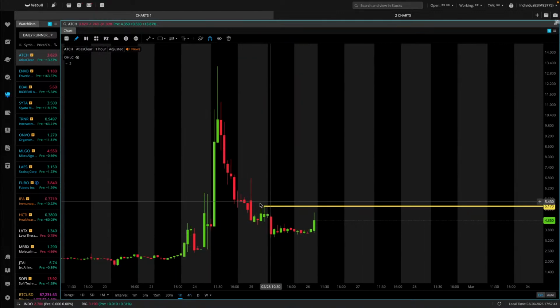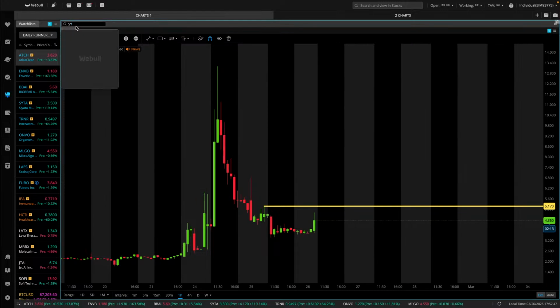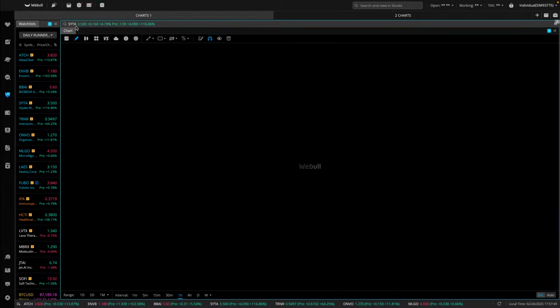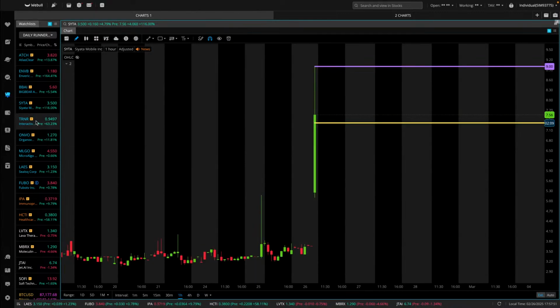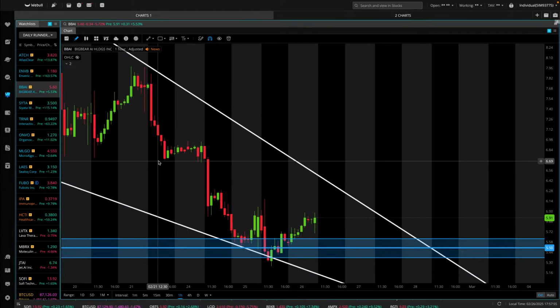ATCH needs to break above 517. Wait for that. Then you can look for entries on it. SYTA. Nothing yet. BBAI is looking good. I'm going to watch this.